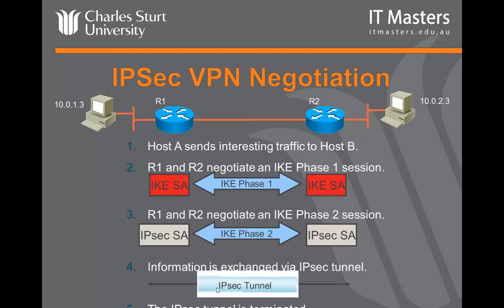The IPSec tunnel now comes up and the interesting traffic is exchanged via that IPSec tunnel, and optionally, in the end, the IPSec tunnel can be terminated. So your tunnel may only be in effect when you're sending interesting traffic, or it may in fact be up all the time, as would typically be the case with a point-to-point VPN, in my opinion.